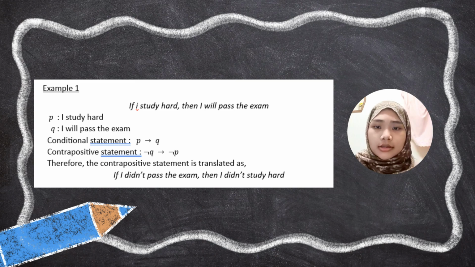Okay, here are some examples to explain more about the contrapositive. For example 1, the original statement is if I study hard, then I will pass the exam. P is I study hard, and Q is I will pass the exam. So conditional statement is if P then Q. Contrapositive statement is if not Q then not P. Therefore, the contrapositive statement is translated as if I didn't pass the exam, then I didn't study hard.